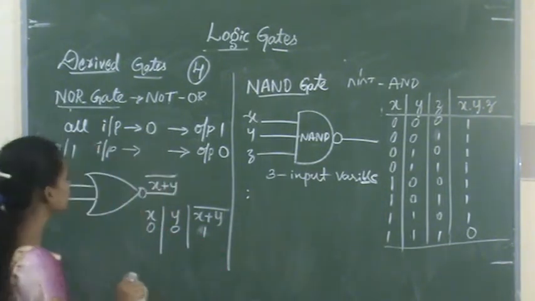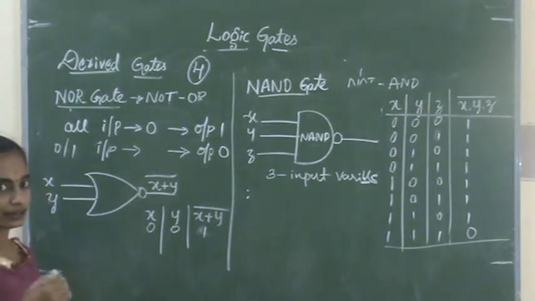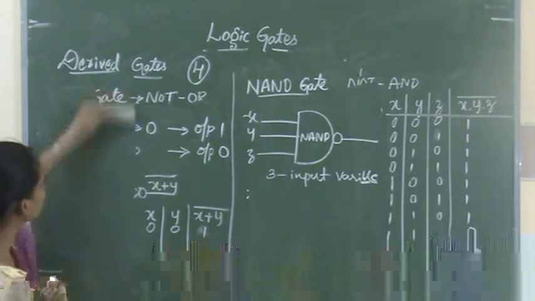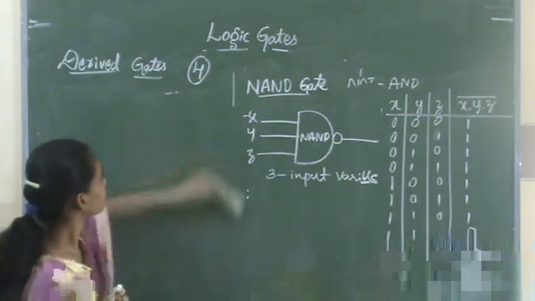Okay. So next, these are the derived gates. We studied 2 derived gates. We have another 2 derived gates.